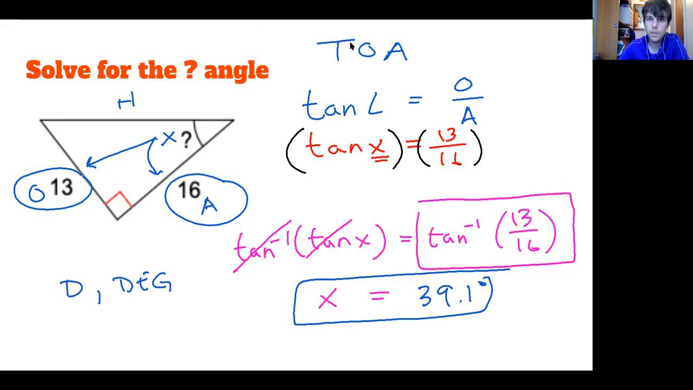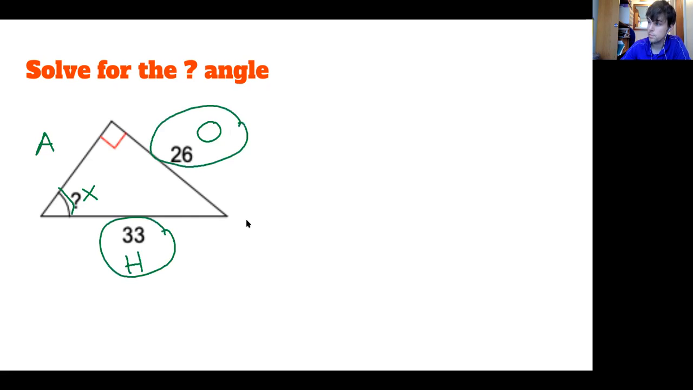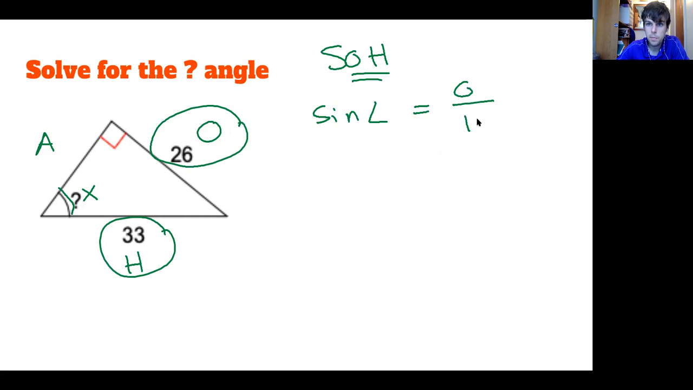Anyway, let's go ahead and do another one of these. So here we go. We have our triangle. Same idea. This is the angle we're looking for. We're going to label our triangle relative to that. We have our opposite side, our adjacent side, our hypotenuse. The two sides that we know are opposite and hypotenuse, which means we're going to be setting up a sine equation. So opposite, hypotenuse. Sine of the angle equals opposite over hypotenuse.